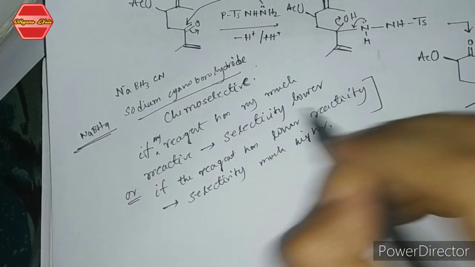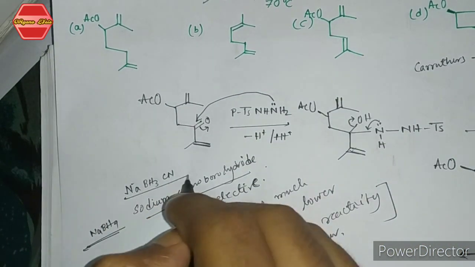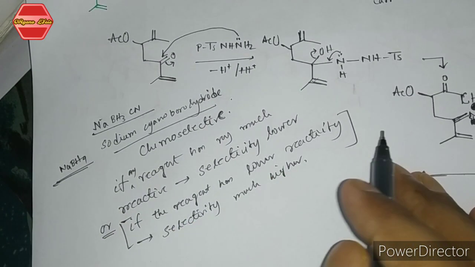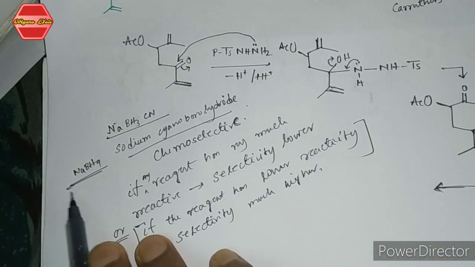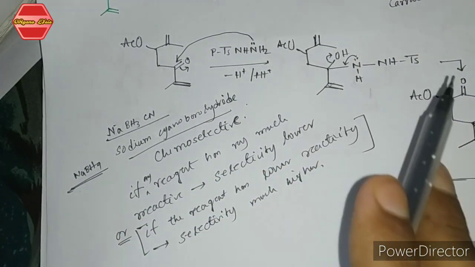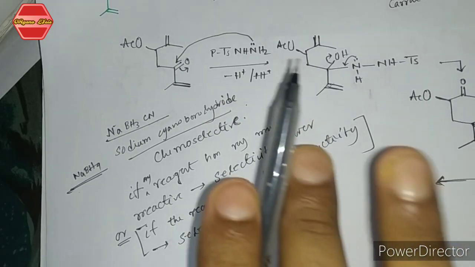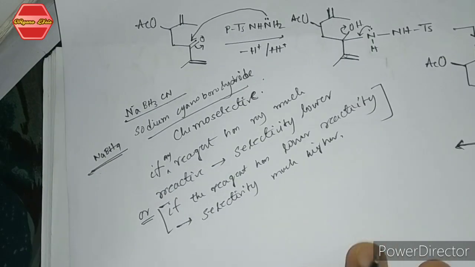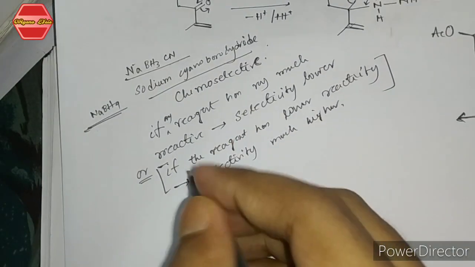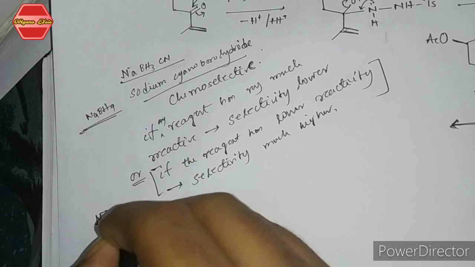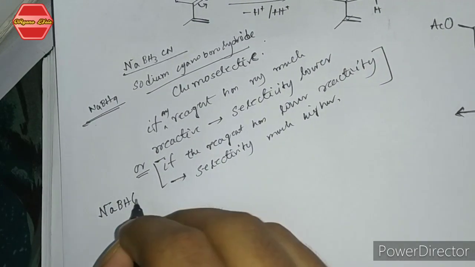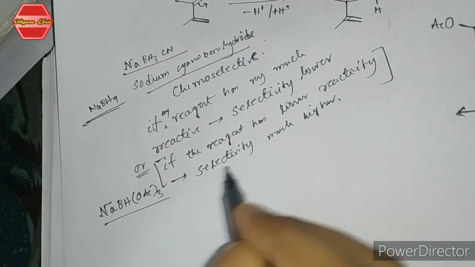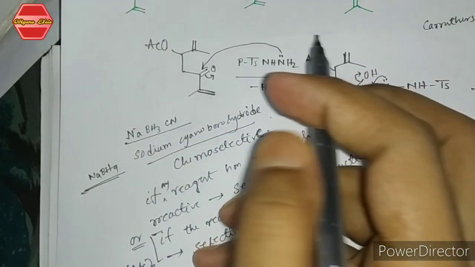Here is your condition: you have given sodium cyanoborohydride, which is much less reactive compared to sodium borohydride. So if it is less reactive, then its selectivity is much higher. You have to know, if the structure is given with a reagent like sodium triacetoxyborohydride, it is also a chemoselective reagent like sodium cyanoborohydride.